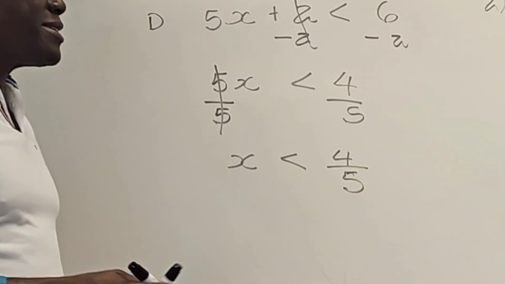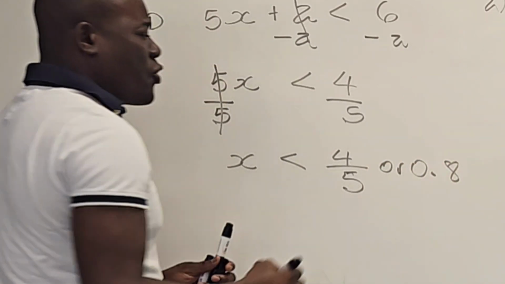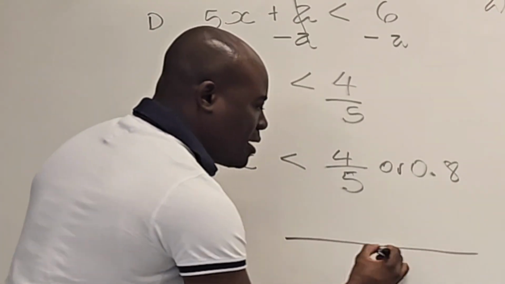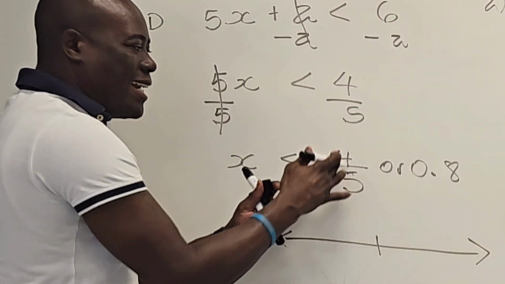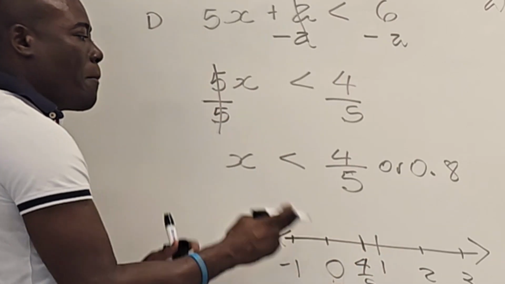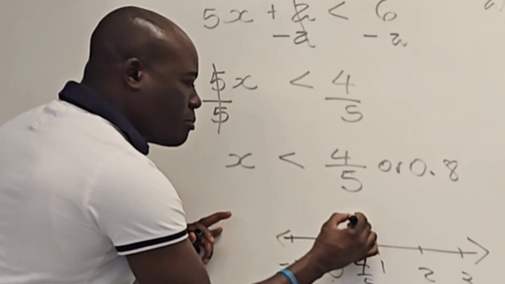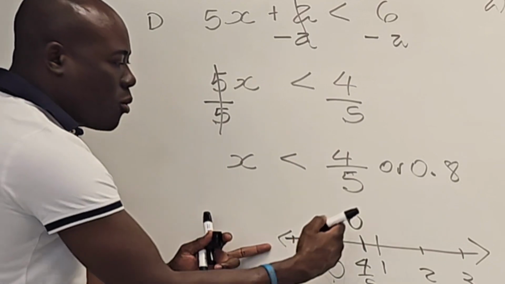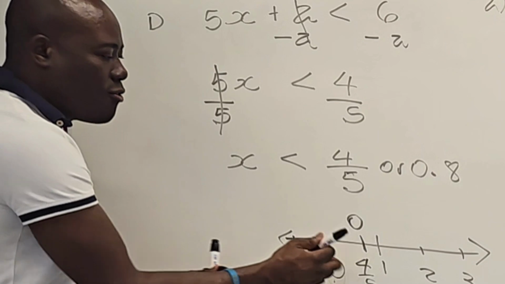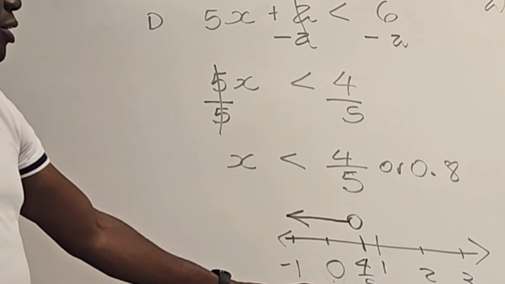And 4/5 is basically about 0.8. So if I'm going to represent this on the number line, what I'm going to do is have my number line, and 0.8 is very close to 1, so it is somewhere about here, right? Because we have less than, there's no bar underneath this, we're going to put an open circle here, and we want to point in the direction where all the numbers are less than 4/5. So it's coming that way. So basically this would work for that, and that's it.